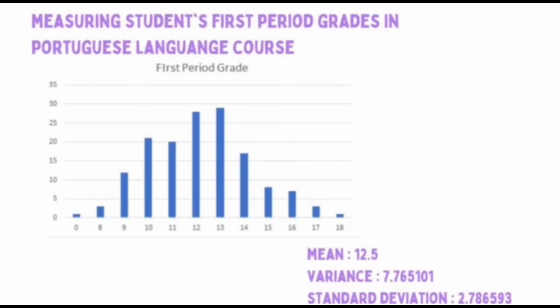The bar chart shows the first period grades of the Portuguese language course. The modal grade is 13. It means most of the students are graded at 13 out of 20 in the first period. We can conclude the mean of this data is 12.5. The variance is 7.765101, and the standard deviation is 2.786593.